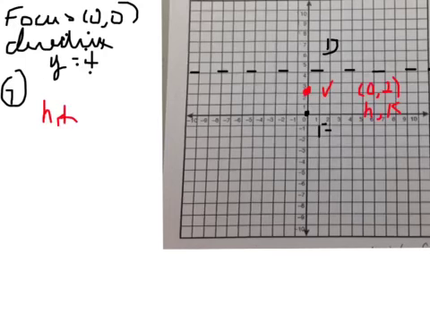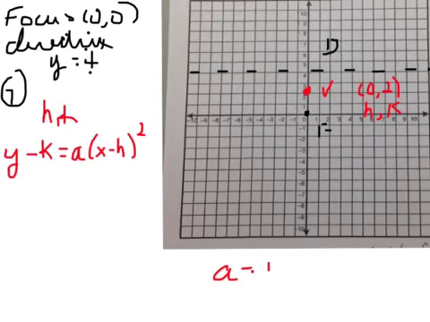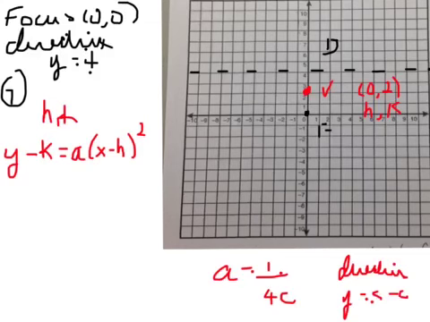If I look at the blue box on page 414, we get the equation for a parabola that opens up or down. It's y - k = a(x - h)^2. And we know that a is equal to 1/(4c). And what is c? c is the distance to the directrix, where y = k - c. Okay?